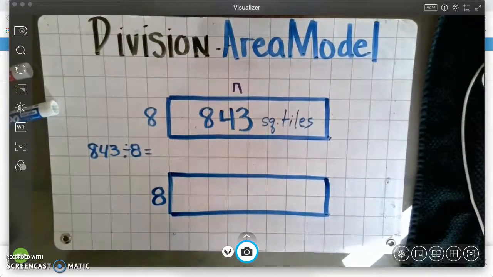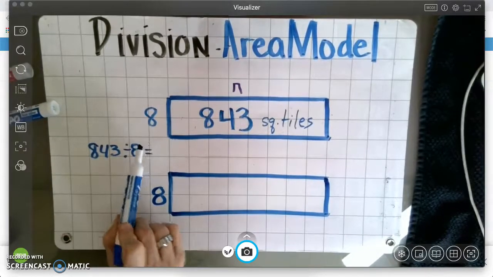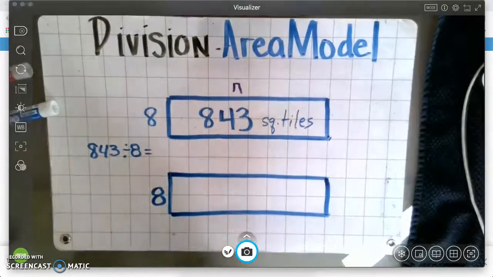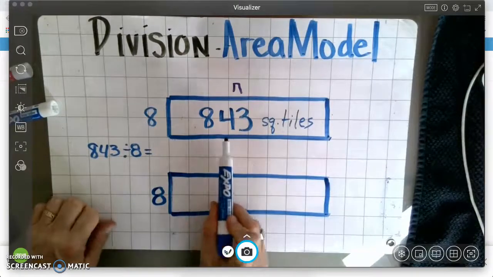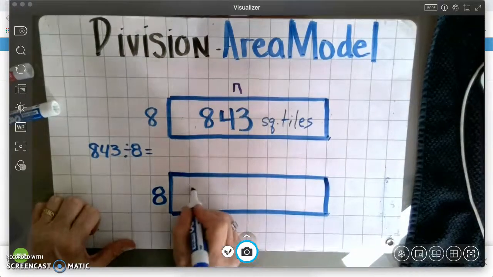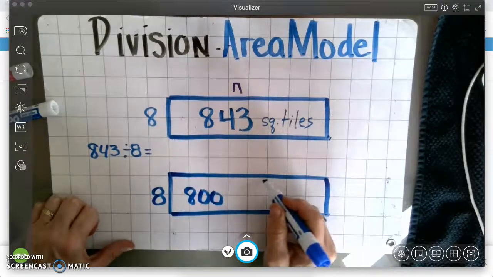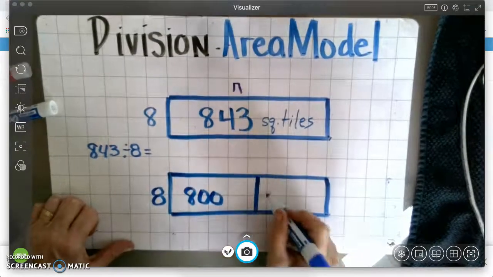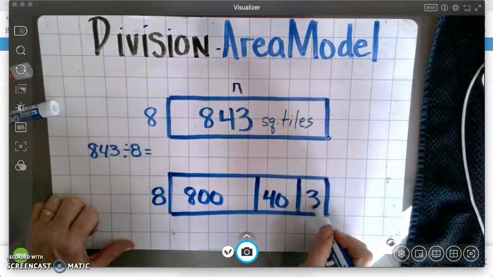Let's ramp it up a notch. Let's imagine our terrace is 843 square tiles, and I want it to be 8 tiles wide, and I'm not quite sure how many tiles long. So I'm going to go back and still break this apart by place value. I'm going to have 800 tiles here, I'm going to have 40 tiles here, and then 3 tiles here.